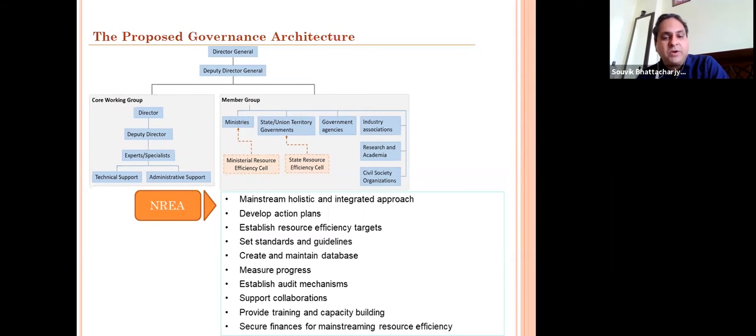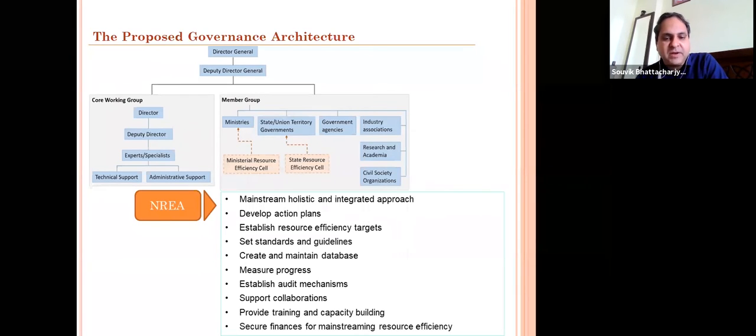There can be support collaborations, in fact, support in the form of channelizing financial resources from the private sector, from the international and national donor agencies, and also allocating financial resources from the different funds of the government. And providing training and capacity building.